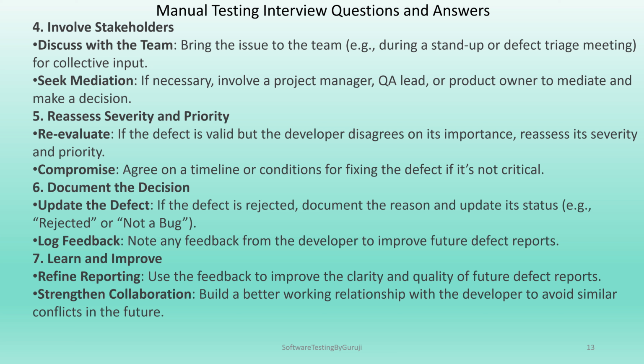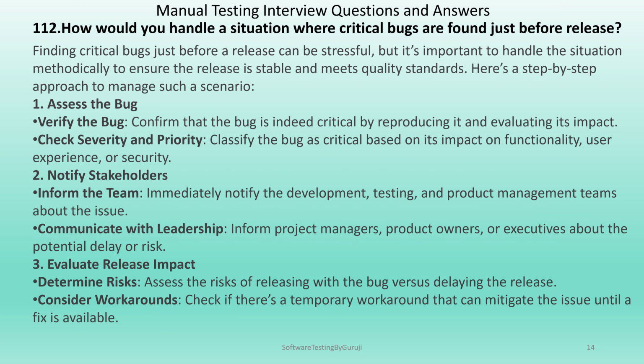Strengthen collaboration. Build a better working relationship with the developers to avoid similar conflicts in the future. So this is all about what to do if the defect is rejected by the developer. Now let's move on to another question. The next question is, how would you handle a situation where critical bugs or defects are found just before release?